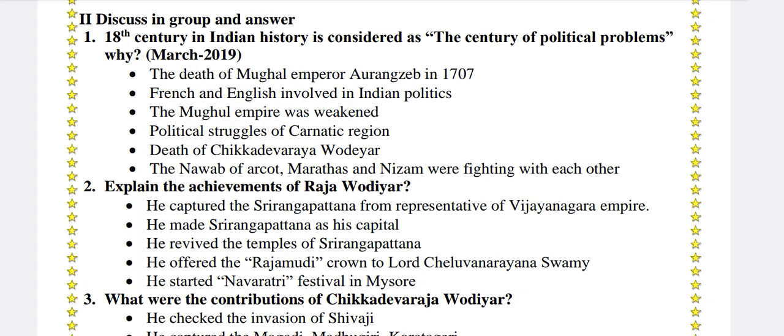He captured the Srirangapatna from representative of Vijayanagara Empire. He made Srirangapatna as his capital. He revived the temples of Srirangapatna. He offered the Rajamudi crown to Lord Cheluvanarayana Swami. He started Navaratri festival in Mysore.